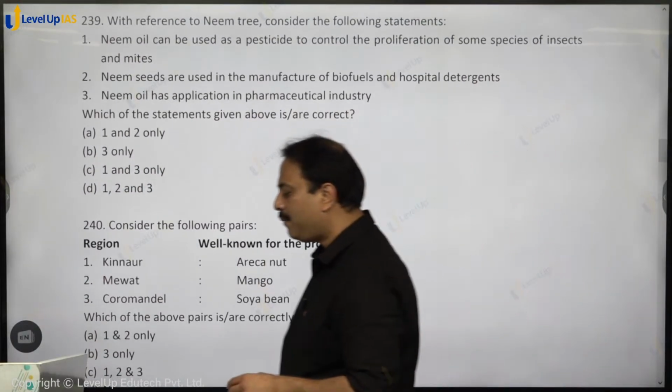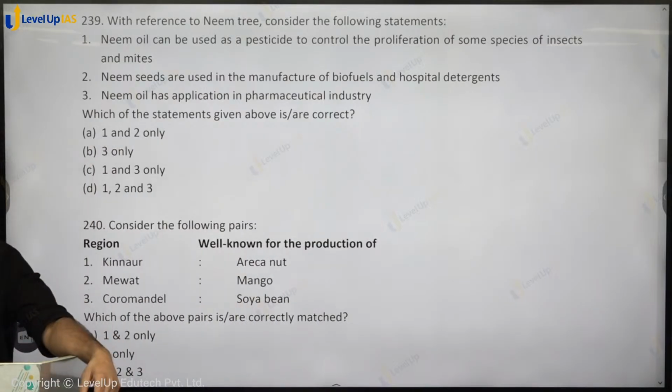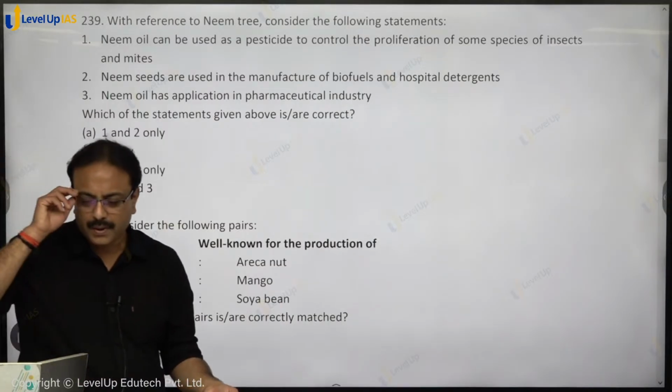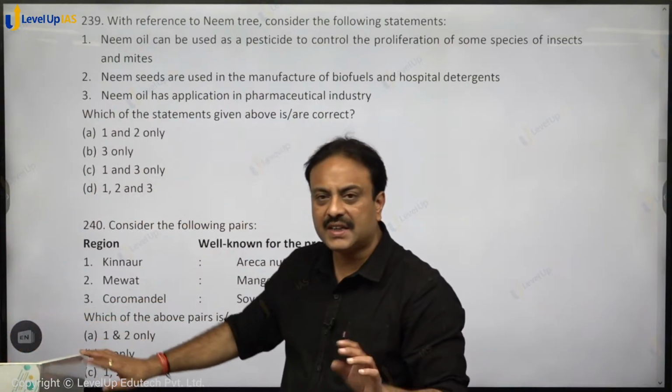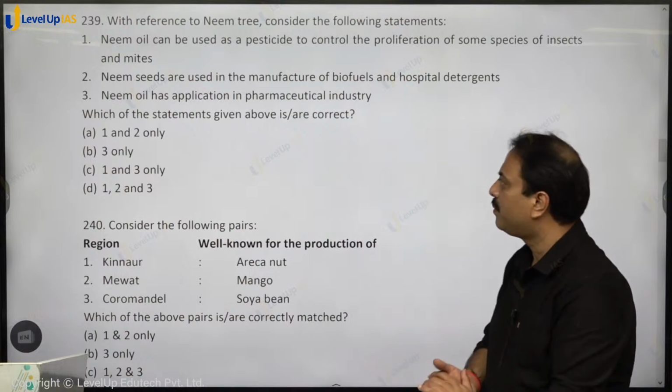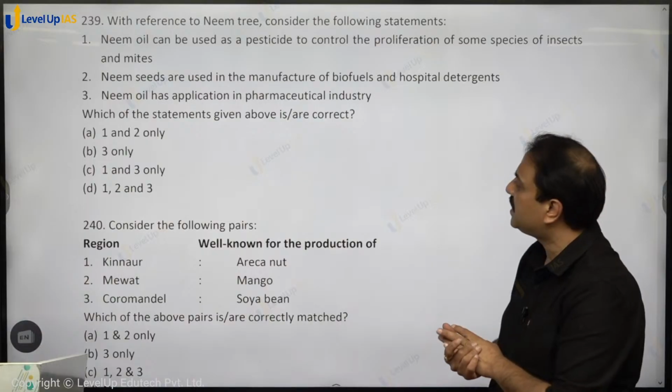With reference to neem tree, rain fed crop means a crop which requires less water. Water intensive crop is that crop which requires more water. Rain fed, even less water will support the crop. That is the difference. With reference to neem tree, consider the following statements.